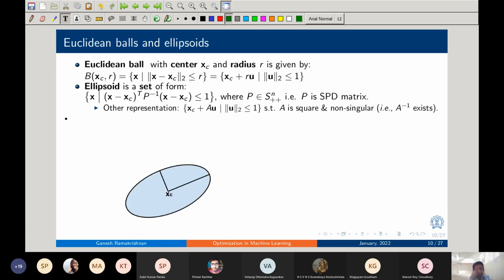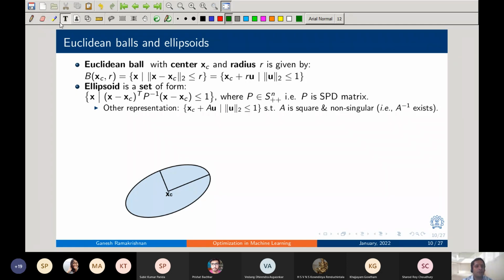Let's look at Euclidean balls and norm balls. We'll start with Euclidean balls. The Euclidean ball is a convex set. This is all very obvious to us from when we discussed it. An ellipsoid is also an interesting special case of a norm ball. It's defined by this important expression: x such that (x minus x_c) transpose P inverse (x minus x_c) is less than or equal to 1.